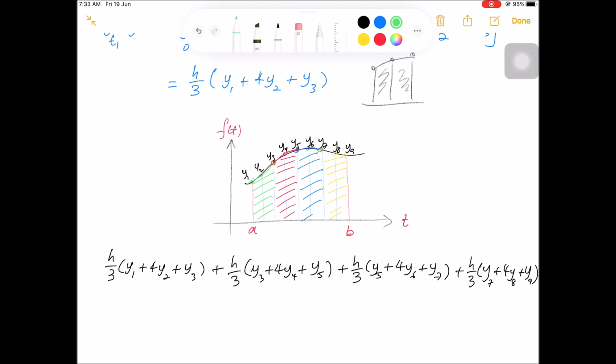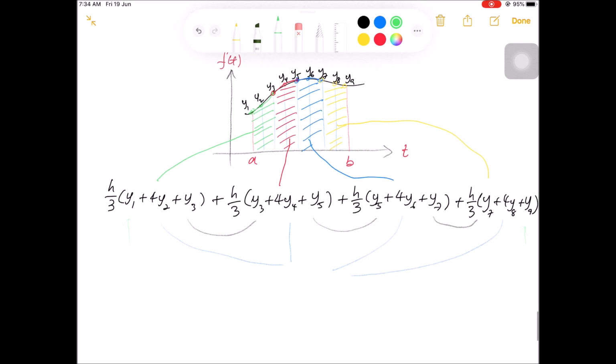Alright, so the first term in the expression represents the area of the green area, and then the second term refers to the red area, the third term represents the area of the blue, and the last one represents the area of the yellow area. So if you notice, the terms y3, y5, and y7 appear twice. And then the terms y2, y4, y6, and y8 appeared once but multiplied by 4. And lastly, the terms y1 and y9 only appear once.